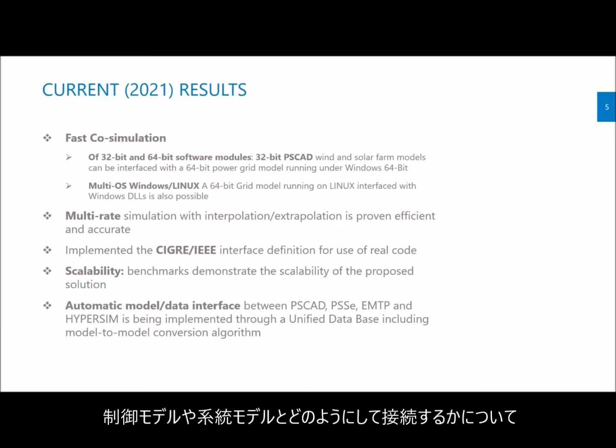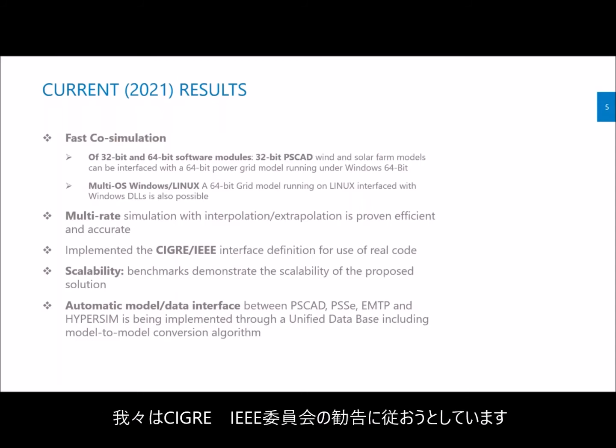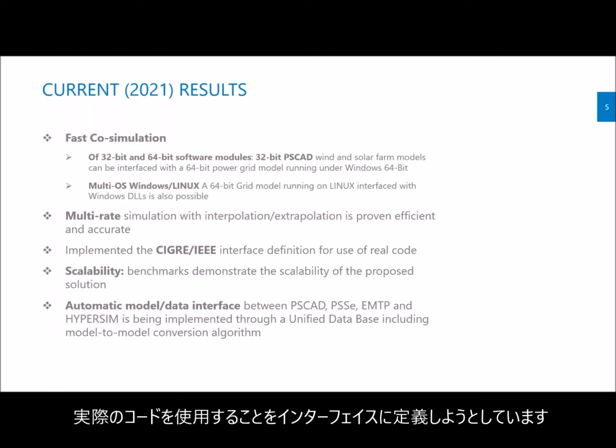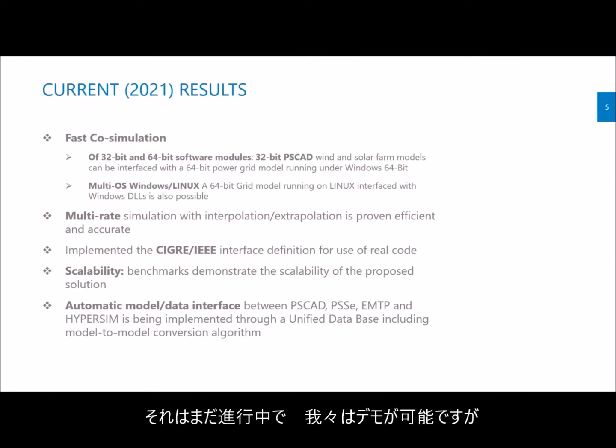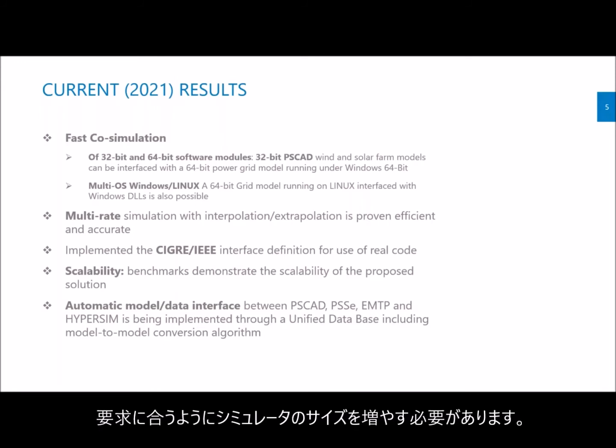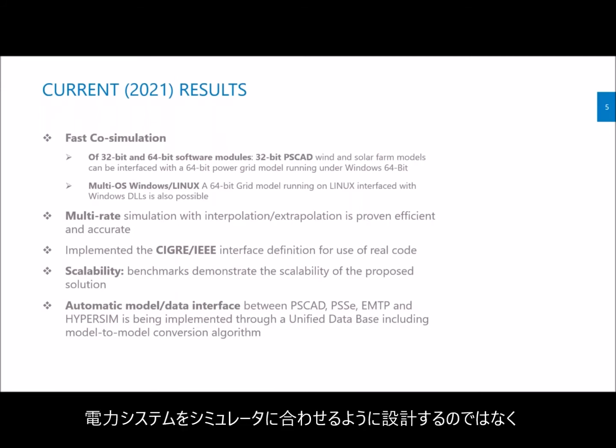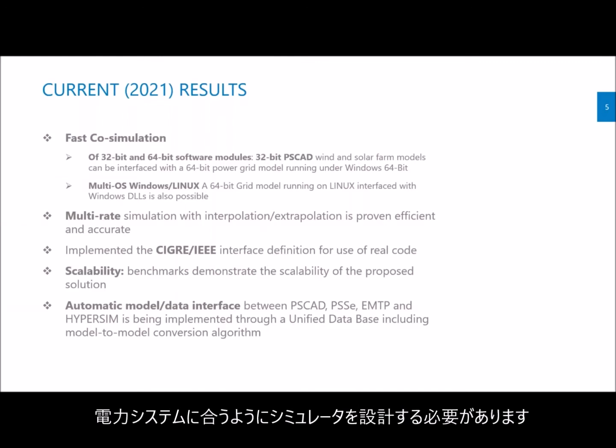Now, how to interface these control models with the grid model? We try to follow the recommendation of the CIGRE IEEE committee that is trying to define an interface definition to use real code. So this is still a work in progress, but we are demonstrating that this is possible. Now we need to reach scalability also. I mean, we need to increase the size of the simulator to meet the needs. We cannot design the power system to meet the simulator. We need to design the simulator to meet the power system.